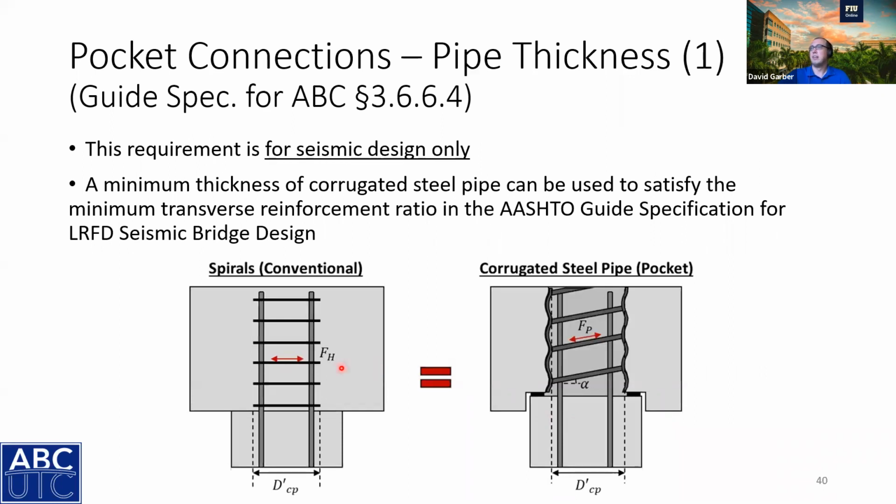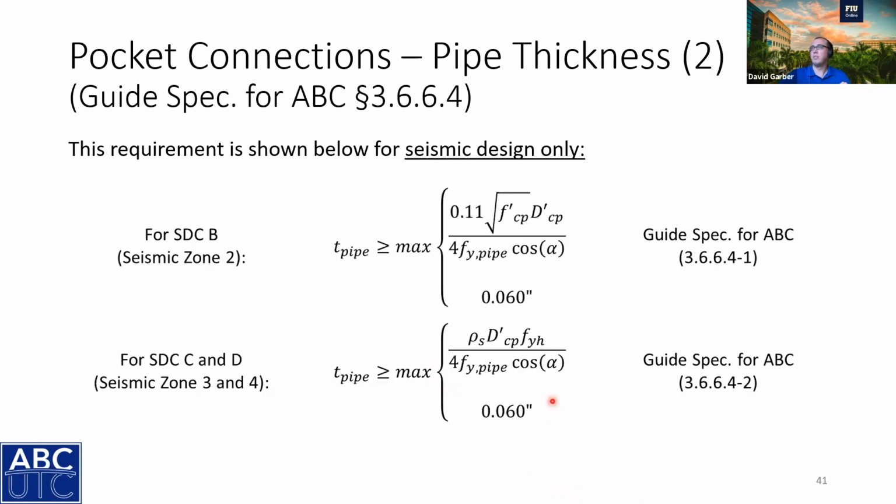And then there are also some additional requirements if you're using a pocket connection in a seismic region. So typically, you would have confining reinforcement around this embedded reinforcement. And the AASHTO guide spec allows you to use that corrugated steel pipe as your confining reinforcement.